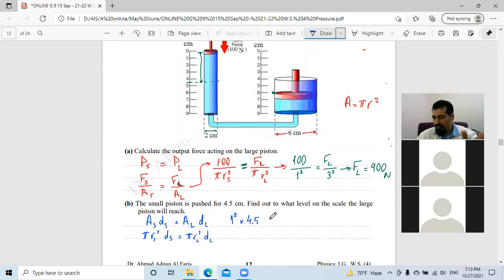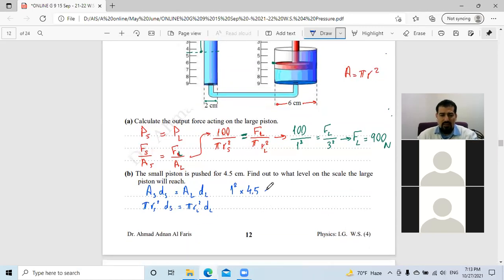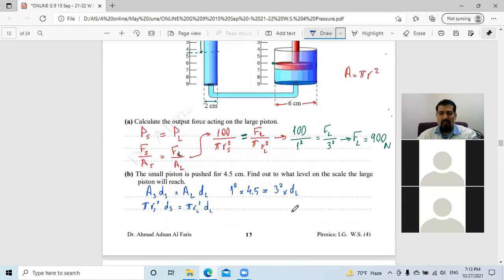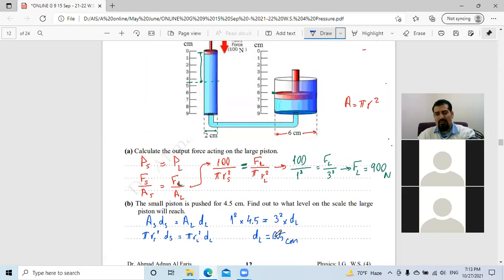Shall I keep it in centimeter? No problem. Equals the radius in the second one, the diameter is 6, divided by 2, which is 3. 3 square is 9, multiplied by the distance moved by the large piston. Divide by 9, divide by 9. The distance moved by the large piston is equal to half a centimeter.